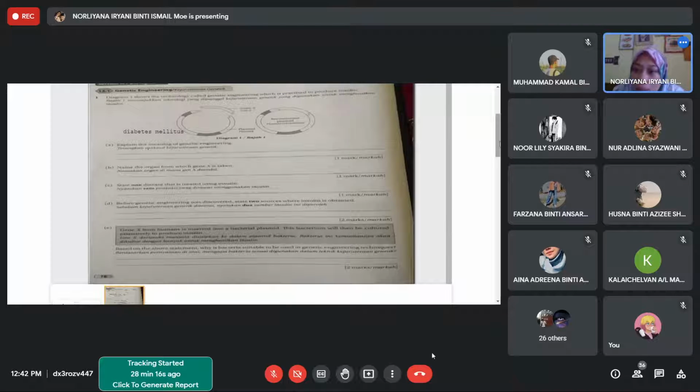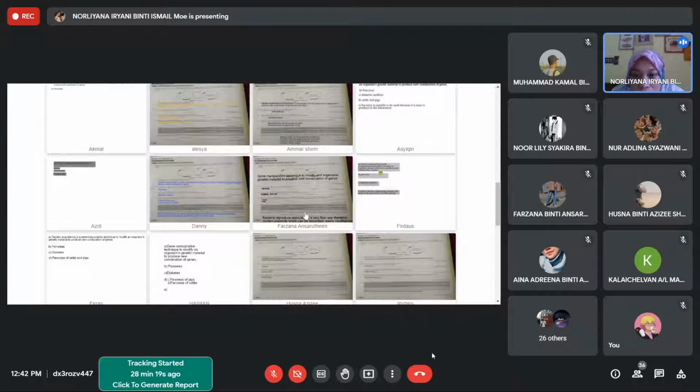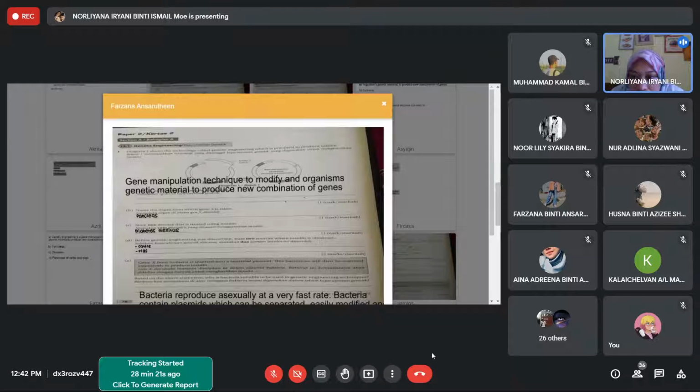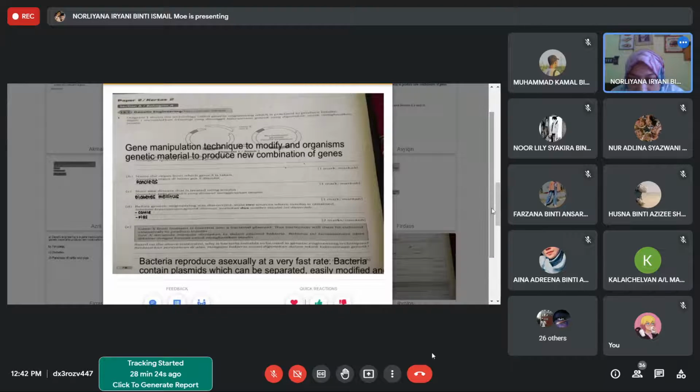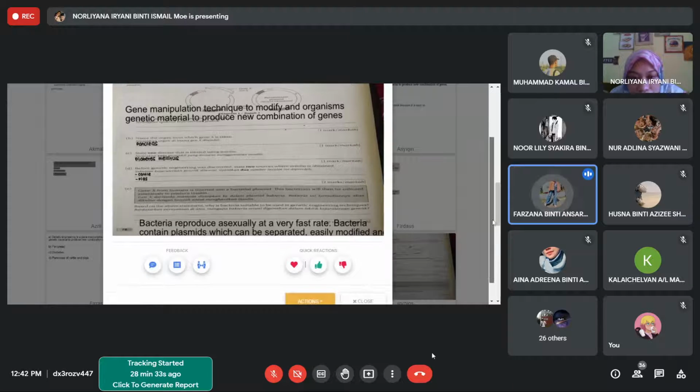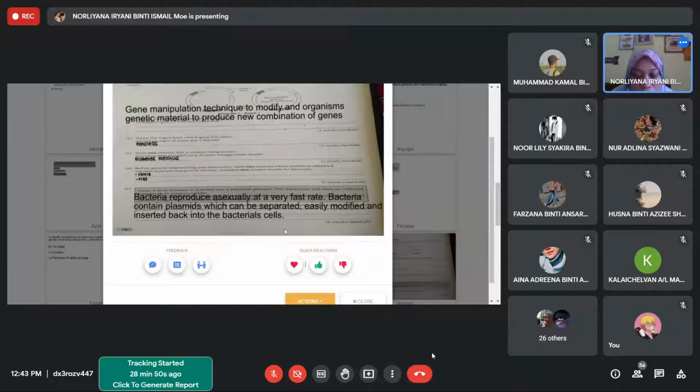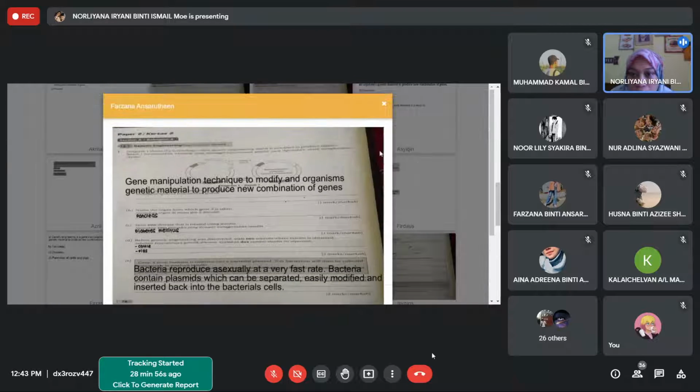Okay. Farzana: Bacteria reproduce asexually at a very fast rate. Yes, correct. Why can't I see the one below? I don't know, teacher, I can see it on mine. Bacteria contain plasmid which can be separated, easily modified and inserted back into the bacteria cell. Modified. Okay, so Farzana, you got 2 marks.